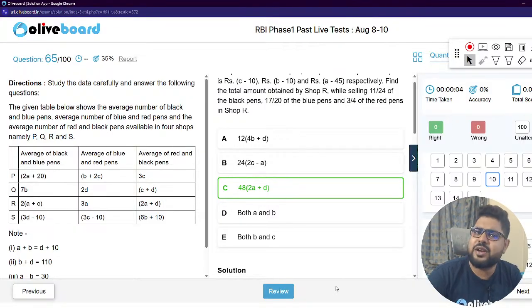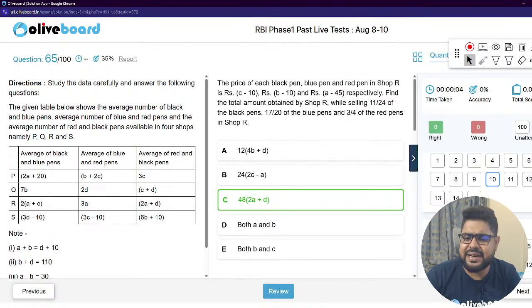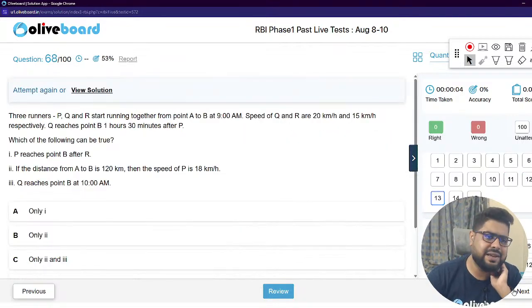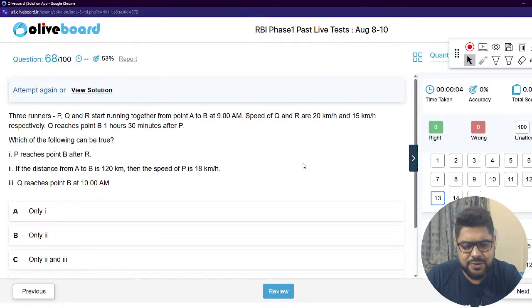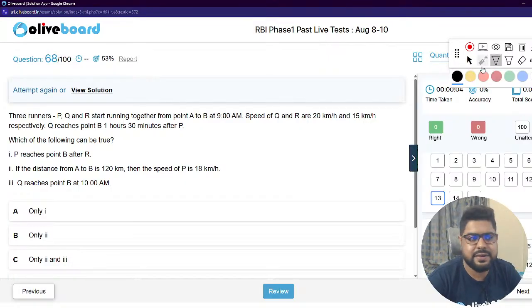I'm not solving the other questions of this set. This set had 3-4 questions, and I'm quite certain you will be able to solve them. Let's do the last 2-3 questions quickly.